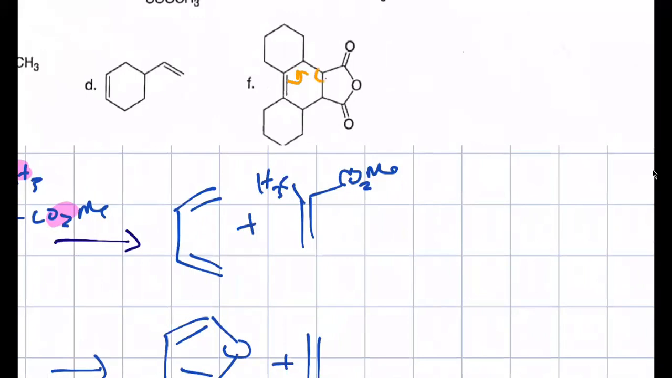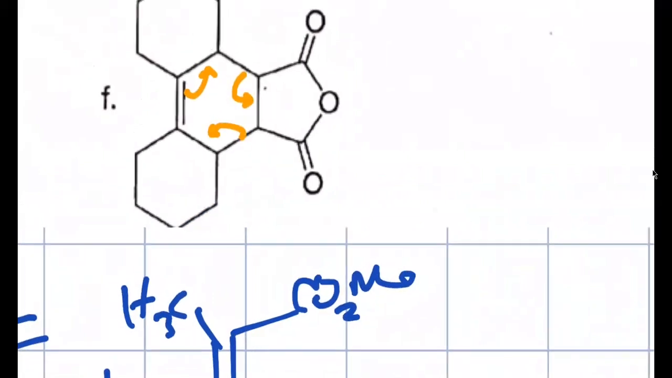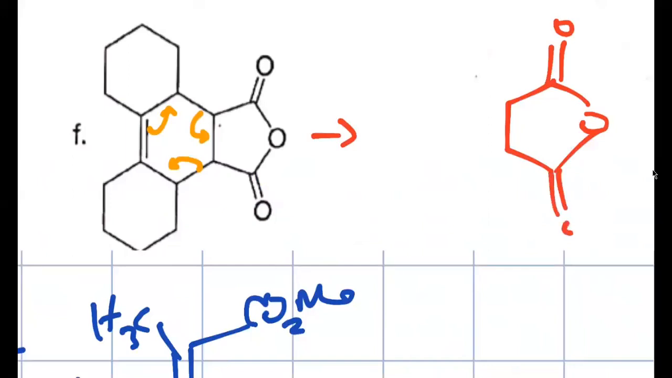Boom, boom, right here. Let me fix that. Here, here, here, and here. All right. Now, what do we get from that? I'm gonna draw the dienophile first. We get this. Boom. Is that right? Yeah, that's right. And then for the diene, even though it looks fancy, it's nothing.